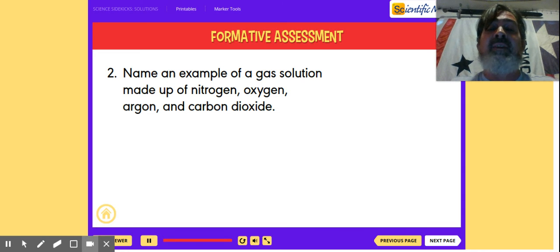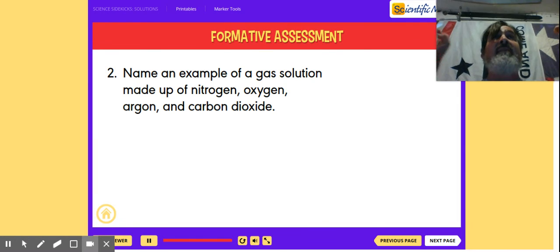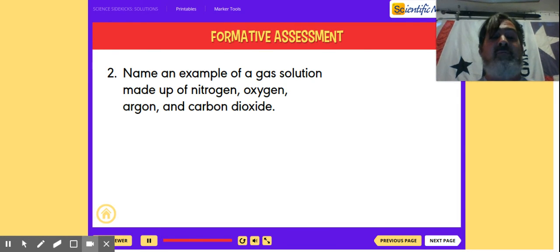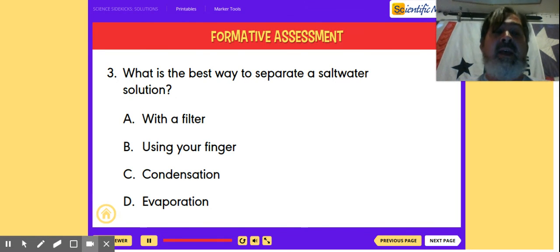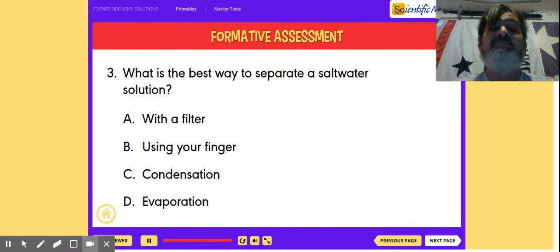Now, name an example of a gas solution made up of nitrogen, oxygen, argon, and carbon dioxide. Earlier in this slideshow, we talked about the fact that the air around us is made up of all of those different gases. What is the best way to separate a saltwater solution? So with a filter, nah, that wouldn't work. Use your finger, that's just goofy. Condensation, no. Evaporation is what we were just talking about. The only way to separate a saltwater solution or a sugar water solution or any kind of solution is by evaporation.